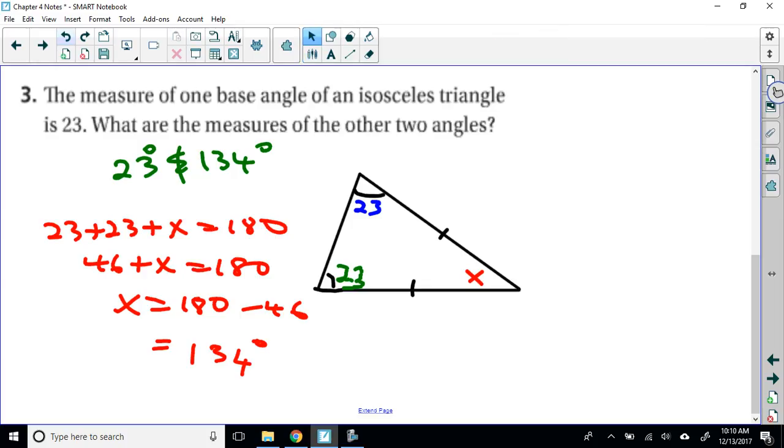Cool beans. So that's chapter 4, section 5. Isosceles triangles, equilateral and equiangular triangles.